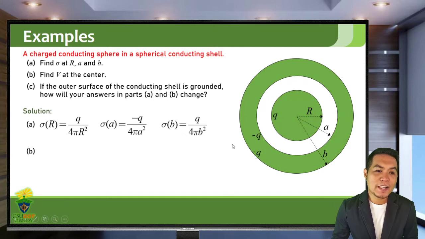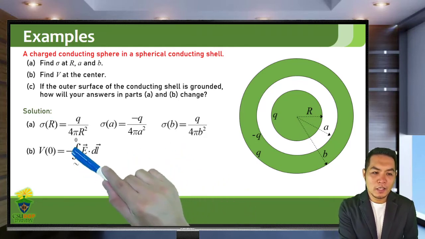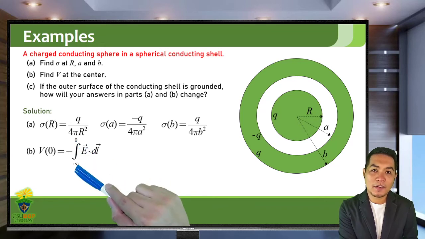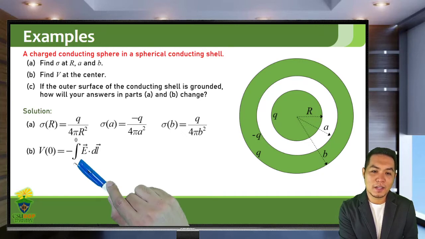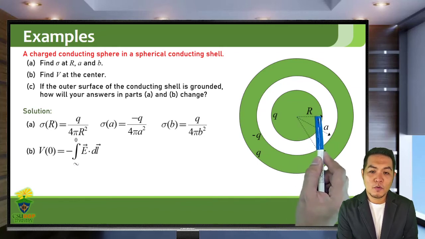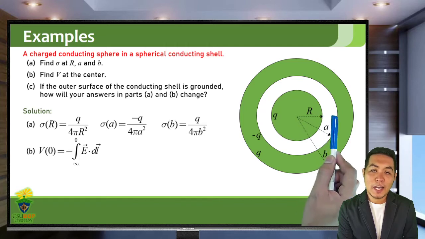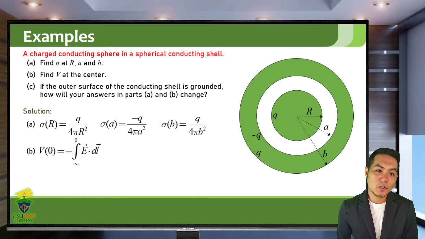For letter B, find the potential at the center. That means the potential at r equals 0, and our reference point will be infinity. You will notice that this integral actually has four intervals: from 0 to capital R, that's the first interval; from R to A, the second interval; from A to B; and then from B to infinity. Those are the four intervals.